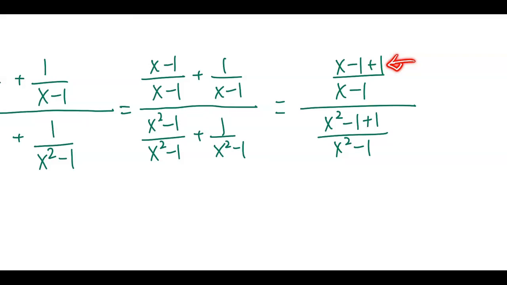Read out the things we have in our numerator. Just read them out. X minus 1 plus 1. Can you combine any of those things? And when you combine both of those ones, what happens? They cancel. Good. That's one thing gone.